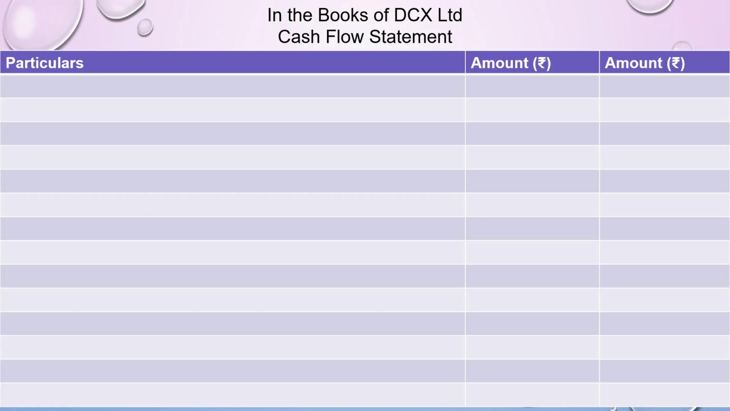Now, having understood this, we will prepare the format in this manner: in the books of the company, cash flow statement, and if you know the year, we write for the year ended, whatever the year is, that year we would put here. Particulars, amount, two columns. We start with, first one would be the cash flow from operating activities.